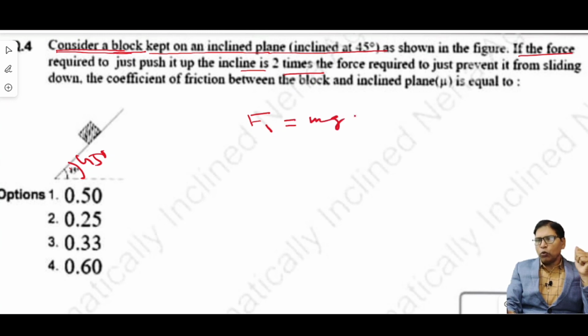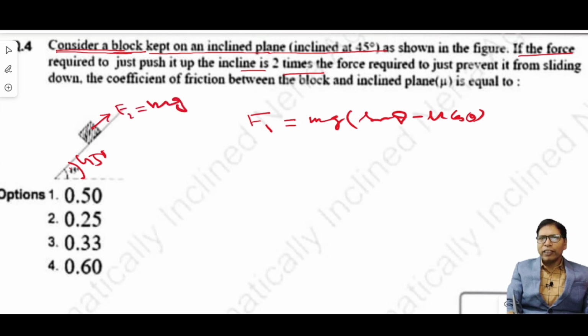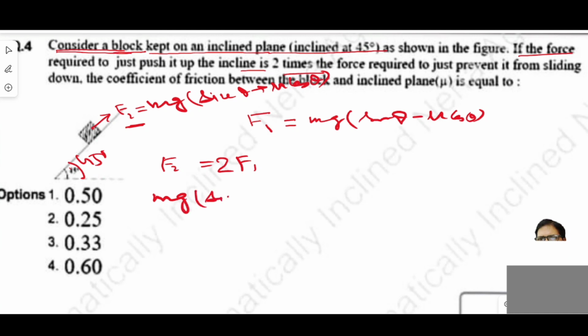Now, the minimum force required to prevent sliding down is F1, equal to mg into sin theta minus mu cos theta. That is the resultant force in the downward direction. Now the minimum force required to move up the plane, this is F2, equal to mg into sin theta plus mu cos theta. Now, from the given condition, F2 is twice F1. So, twice F1 equals F2, so mg sin theta plus mu cos theta.